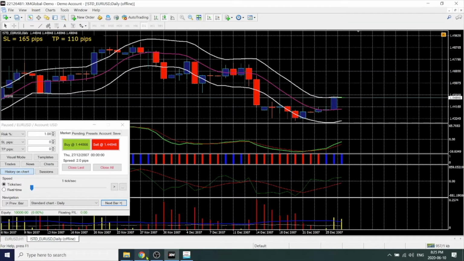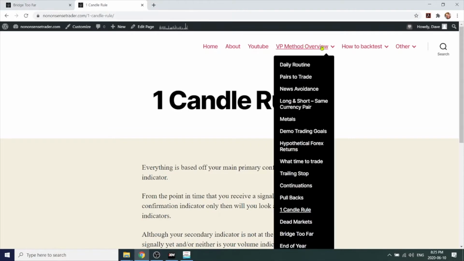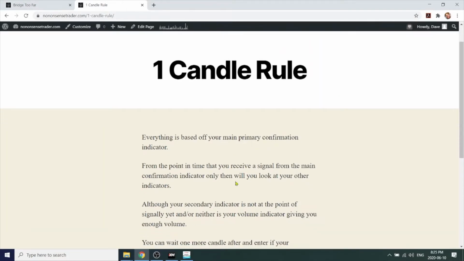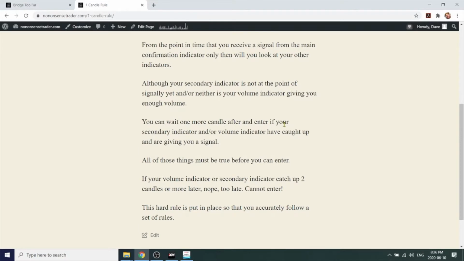And so if you're unfamiliar with the one candle rule, let's look at that. So it's under VP method overview. I've got all the rules here, and let's just read this one. It says, everything is based off your primary confirmation indicator. From the point in time that you receive a signal from the main confirmation indicator, only then will you look at your other indicators. Although your secondary indicator is not at the point of giving you a signal yet, and neither is your volume indicator giving you enough volume, you can wait one more candle after and enter if your secondary indicator or volume indicator have caught up and are giving you a signal.